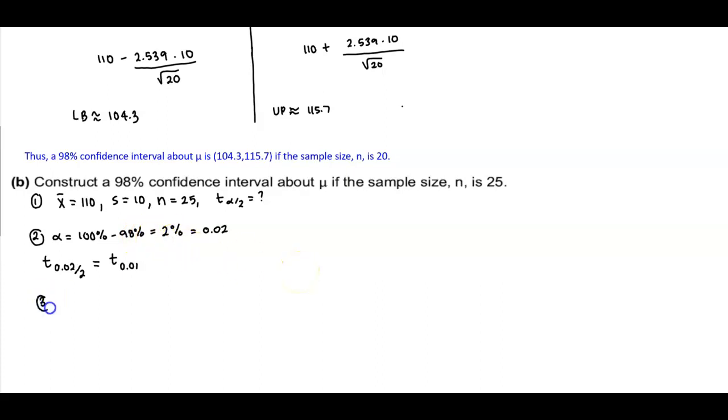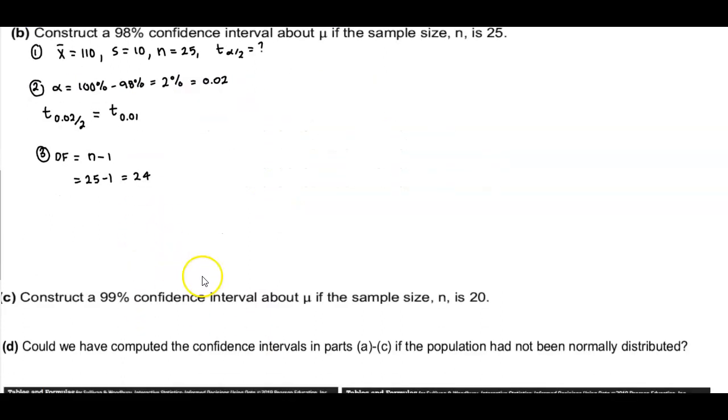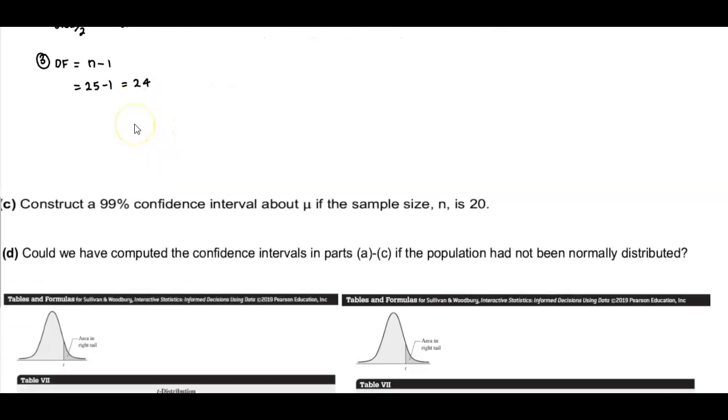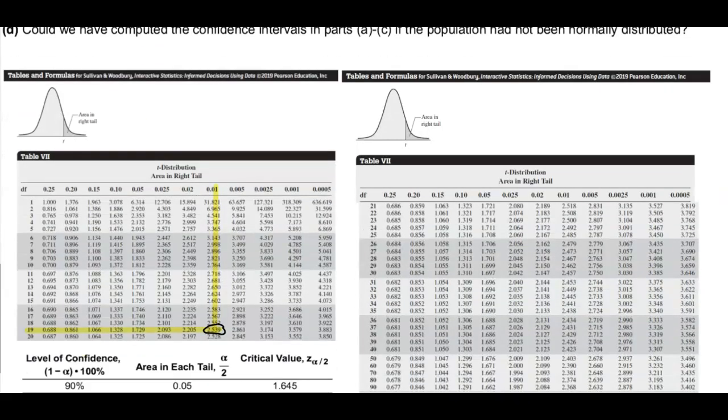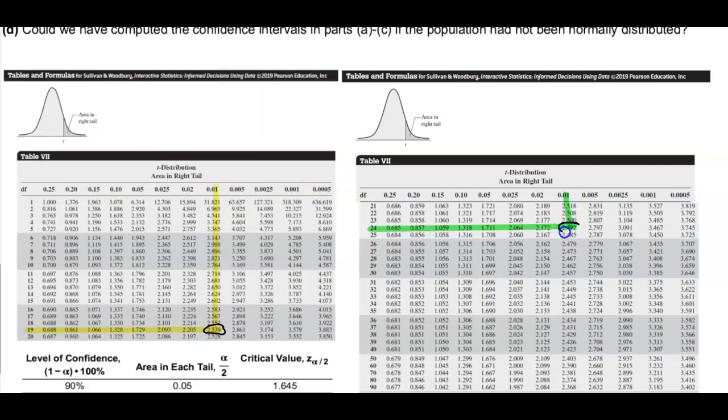But now, when we look at the degrees of freedom, that's equal to n minus 1. Now our sample size is 25, and when you subtract 1, we get 24. So now we want to go down and look for 24 with an area of 0.01. Let's take a look at that here. We have 24 with an area of 0.01, and therefore we get a critical value of 2.492.